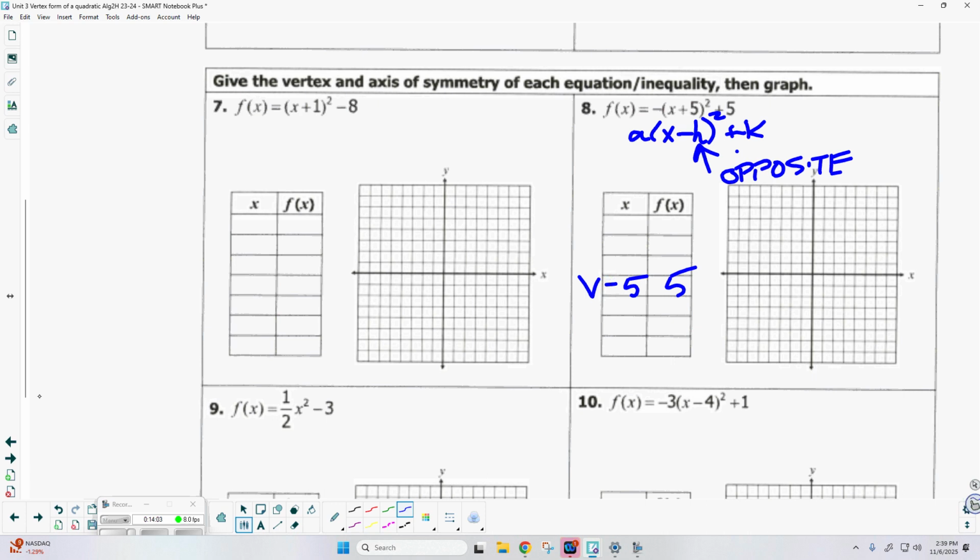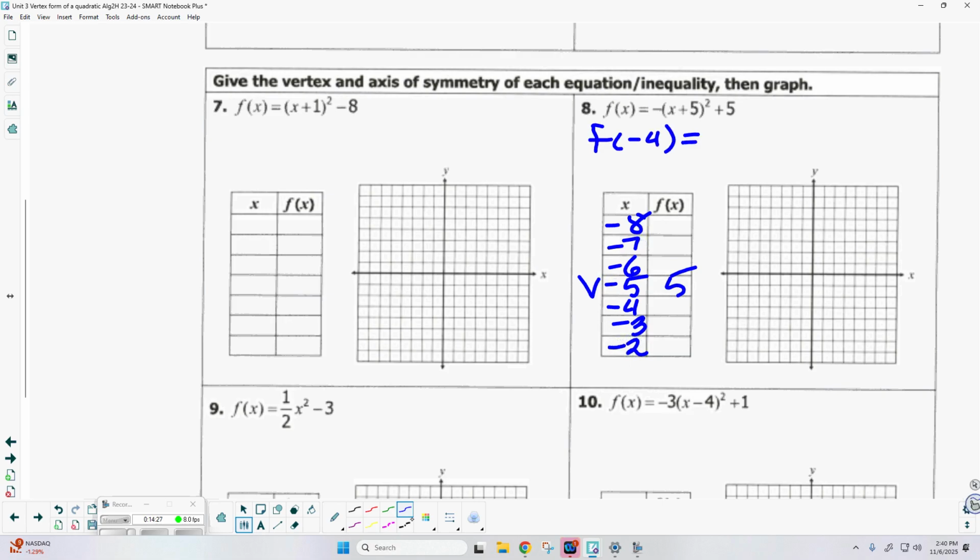Now, we're going to count just like we did before. So this would be negative 4, negative 3, negative 2, negative 6, negative 7, negative 8. Just like before, I'm going to choose an x, we're going to plug it in, and then we simplify. Okay? Very consistent process. Let's start with negative 4. Okay? So f of negative 4 equals, so we have a negative of negative 4 plus 5 squared plus 5.